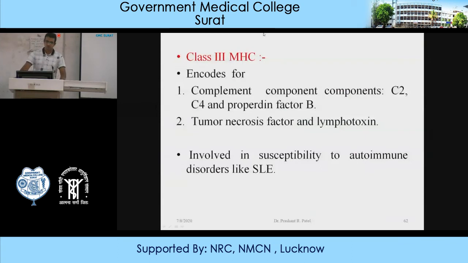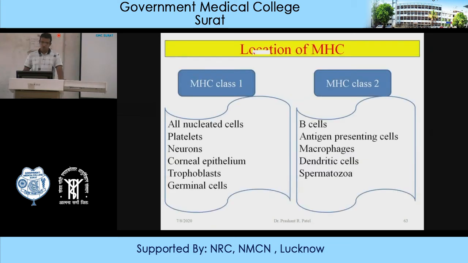Then another set of molecules, the class 3 MHC molecules, encode for the complement components C2, C4 and properdin factor B, tumor necrosis factor and lymphotoxin. The class 3 MHC molecule is involved in susceptibility to autoimmune disorders like SLE. So this is a diagram which shows the location of the class 1 and class 2 MHC molecules.